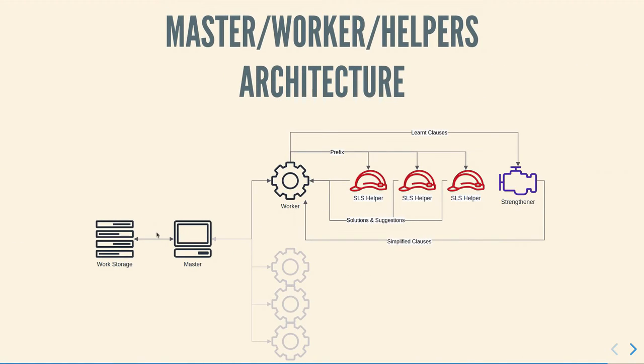Anyway, the master communicates with its storage and communicates work to the worker. The worker instantiates one of several possible CDCL processes, either a Minisat CDCL process or a TinySat CDCL process, at which point the TinySat CDCL process sends work and interacts with SLS helpers and/or the strengthener.